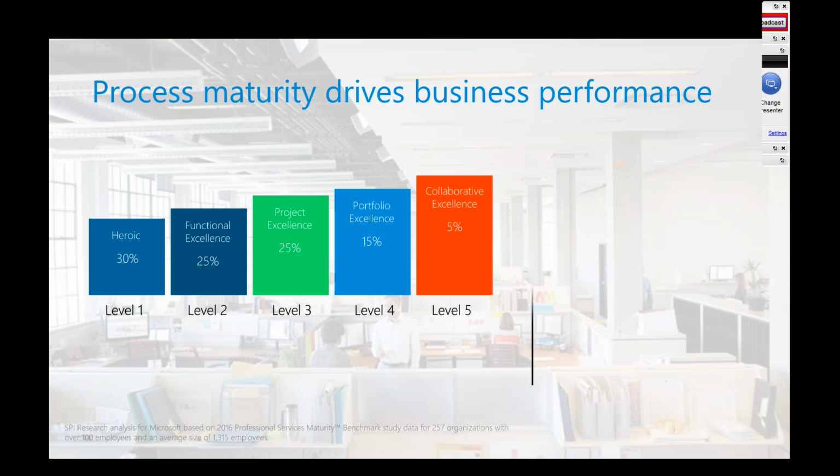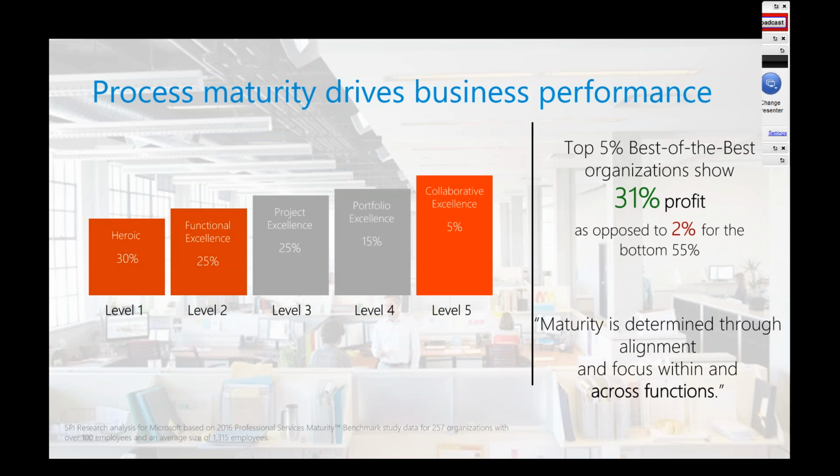So the benefits of professional services automation is, as we go through the different maturity levels as we talk through, if you look at what the SPI research has done through its surveys, the top 5% of the best organizations in professional services show a 31% profit on average, as opposed to the lower level 1 and level 2 organizations, which on average show a negative 2% loss. By striving to get better, we by default can become much more effective and much more profitable.